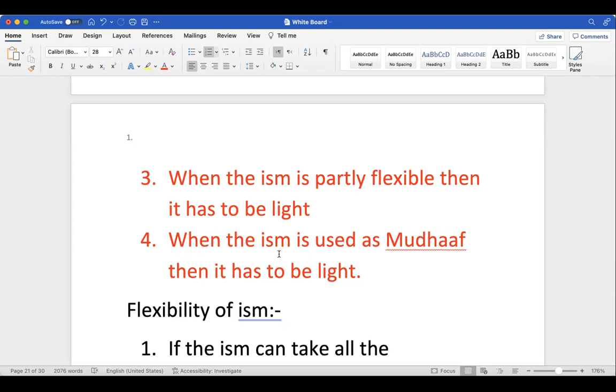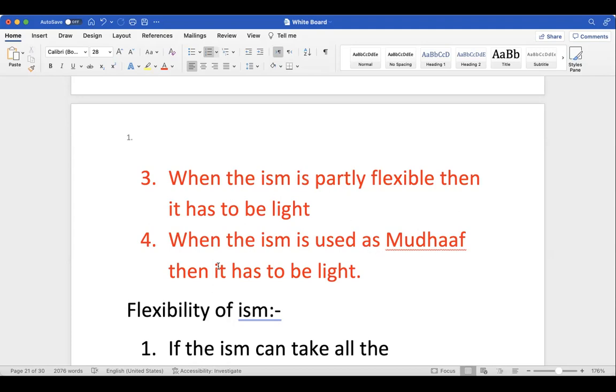Just remember, we'll have a separate session on mudaf. So when the ism is used as mudaf, then it has to be light also. This mudaf and mudaf ilay concept is a different concept. Inshallah, it will be discussed in coming sessions. So right now, just remember, when the ism is used as mudaf, it has to be light also.